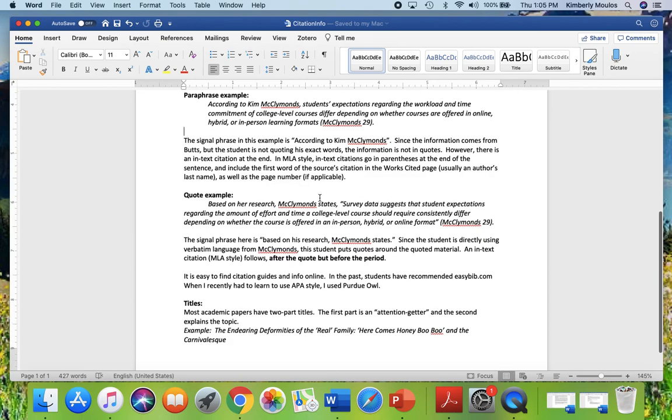So here I break down what's happening. The signal phrase in this example is according to Kim McClimans. Since the information comes from McClimans, the citation should say McClimans.